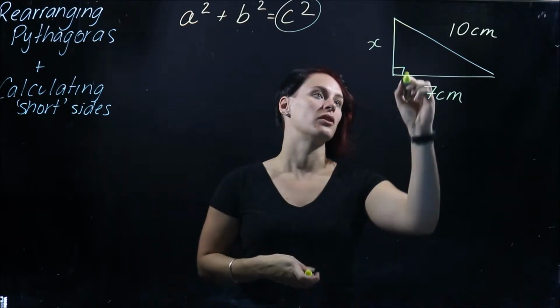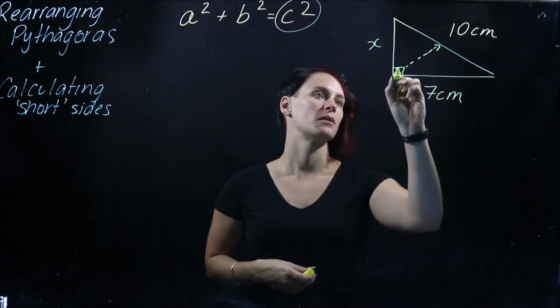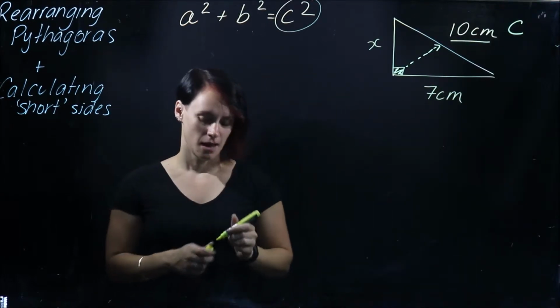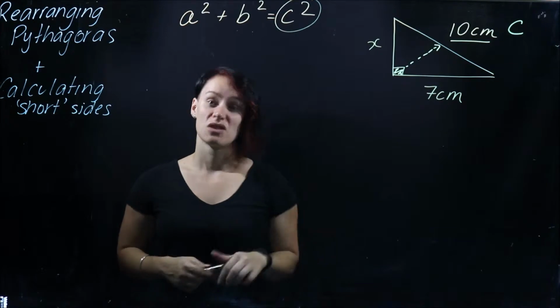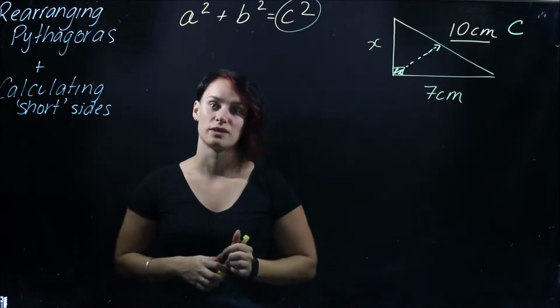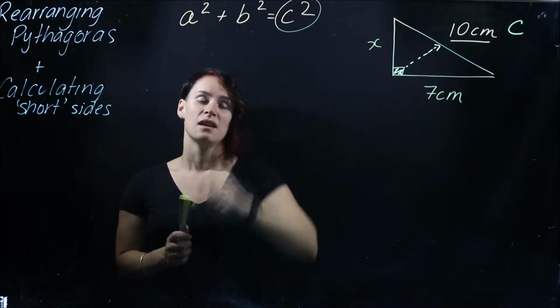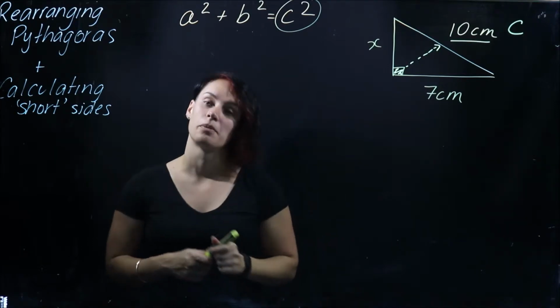we have the hypotenuse, across from the right angle, is 10 centimetres, we can label that C. Then what we're trying to find here is one of the shorter sides, and that's what we call those short sides. If we're trying to find A or B, we need to rearrange this equation. So we need to think about moving things algebraically around.